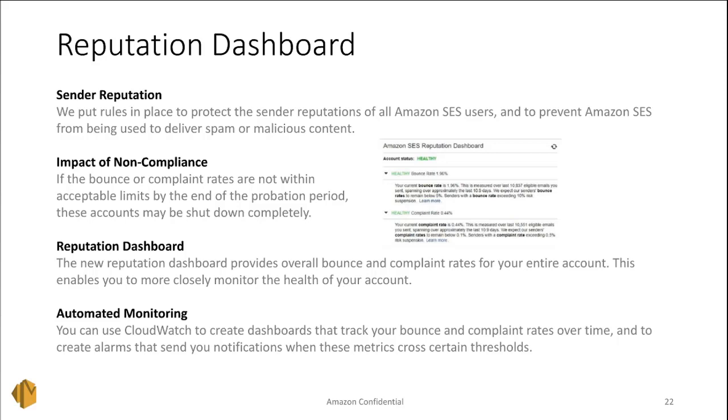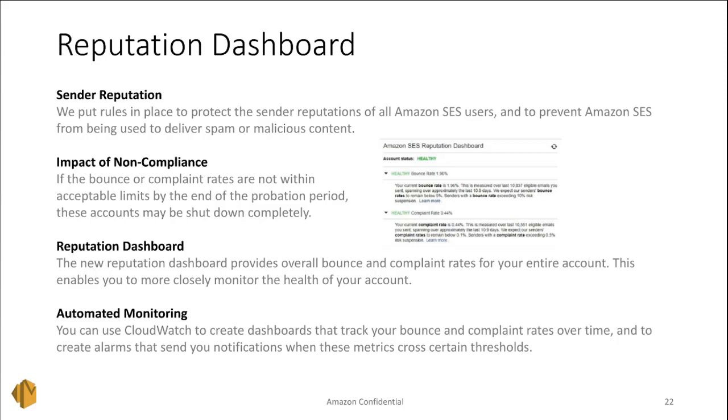Say, for example, if you want to keep your bounce rate to 4%, you can create an alarm. So whenever your bounce rate goes above 4%, you will get an email or a text message to indicate that you have crossed that limit.